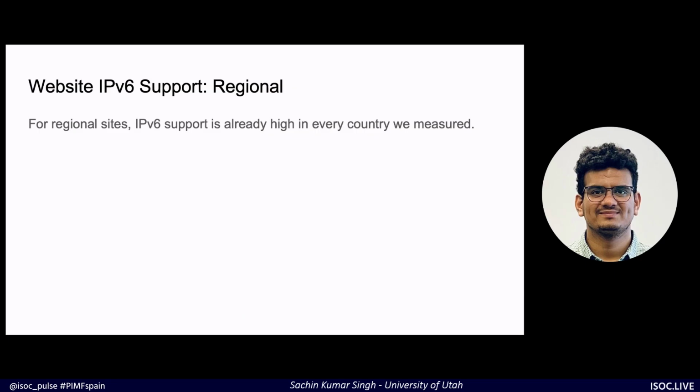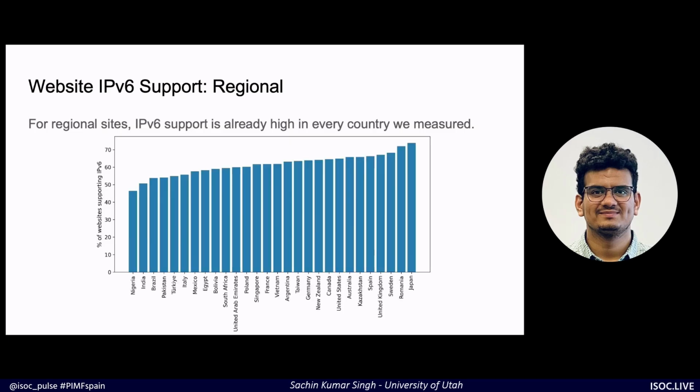We found that IPv6 support is already high in regional websites, around 45 to 75%. This plot on the x-axis shows the countries that we studied. The y-axis shows the percentage of websites supporting IPv6. And this plot is just sorted from lower to higher.